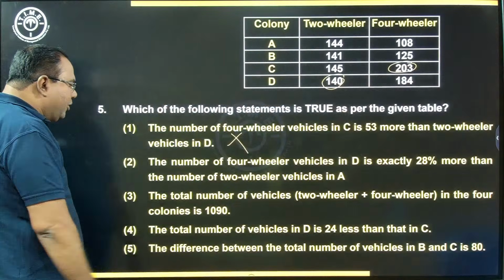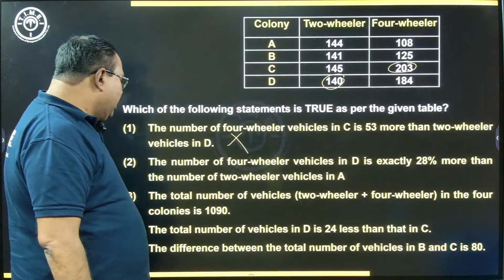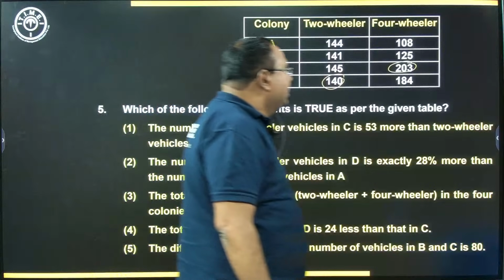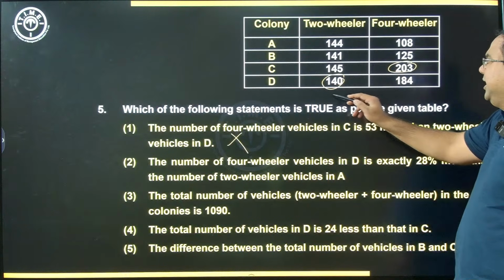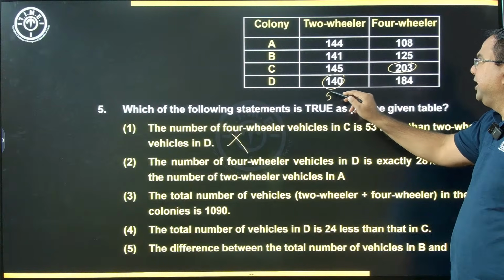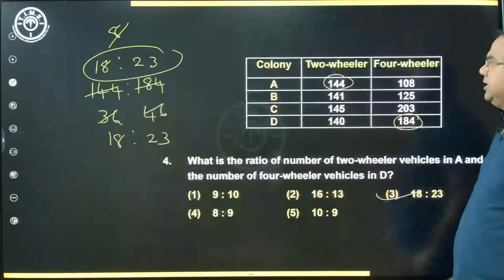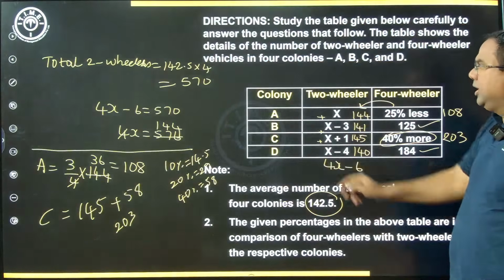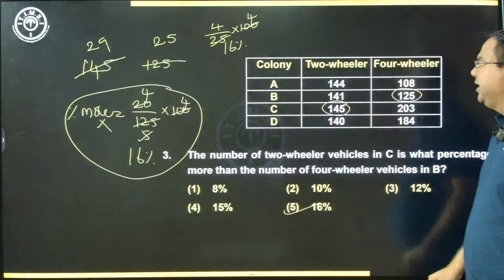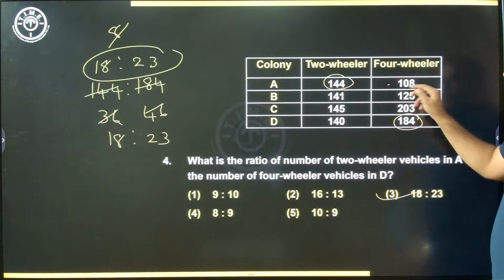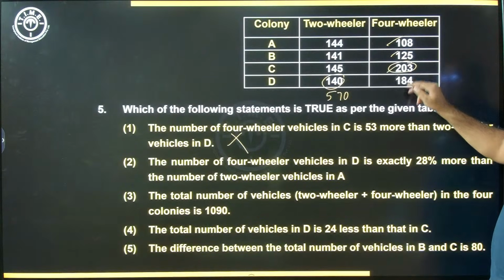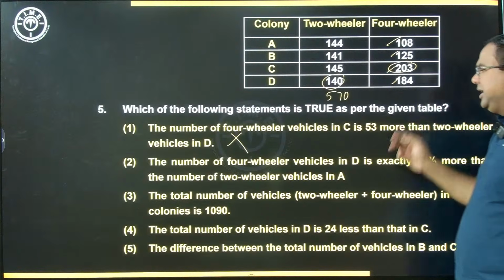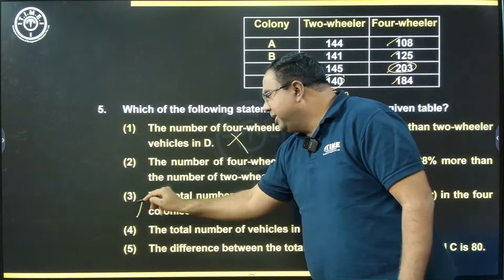Second statement, I'll come back. Look at third one. Total number of vehicles in all the 4 colonies is 1090. Is it correct? We have already done this now. Total number of 2-wheelers is 570. Now if you see here, 100, 200, 400, 500, around 600, it will be 1170. It is crossing 1090. So this cannot be my answer.